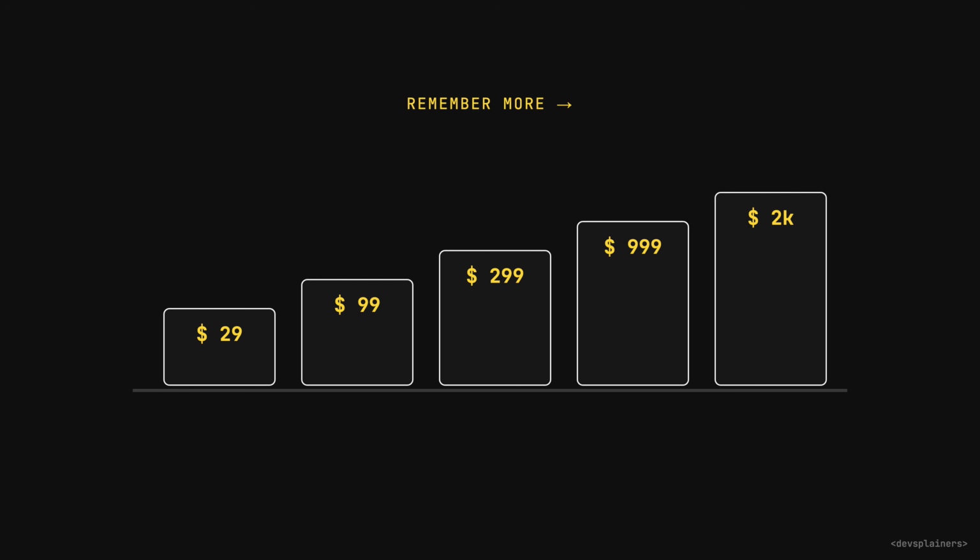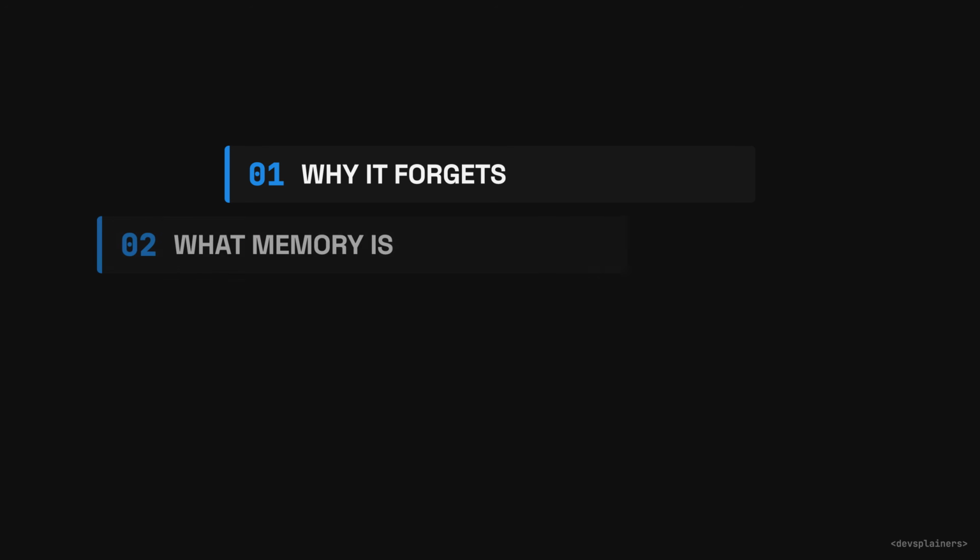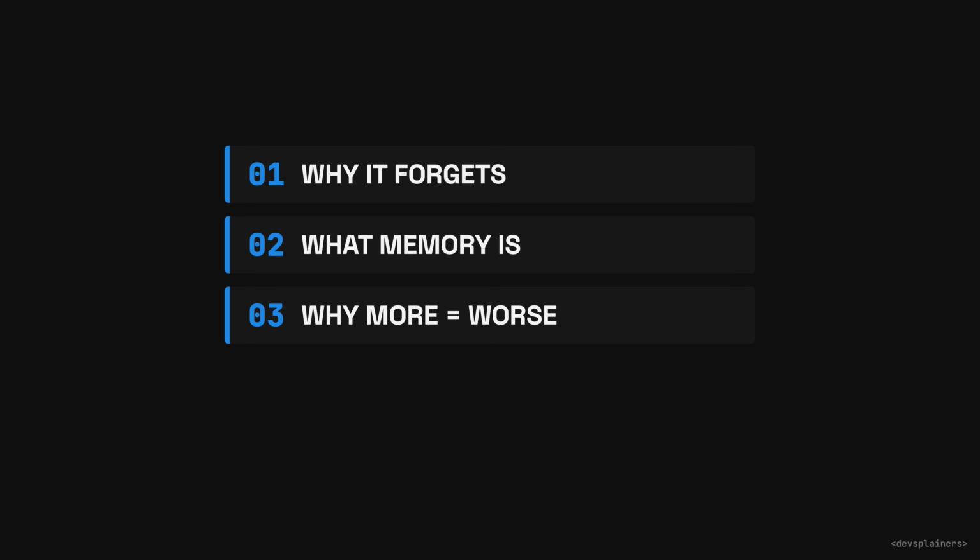with AI. A whole industry is selling you ways to make your agent remember more. Though the thing that separates working memory from memory that wrecks your agent is knowing what to throw away. By the end of this video, you'll know why the model forgets at all, what agent memory is, the one reason more memory can make your agent worse, and the boring setup that's all most agents will ever need.